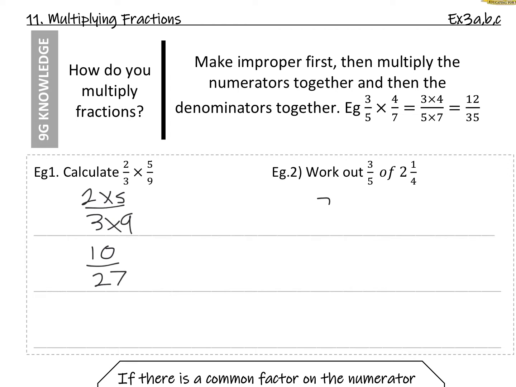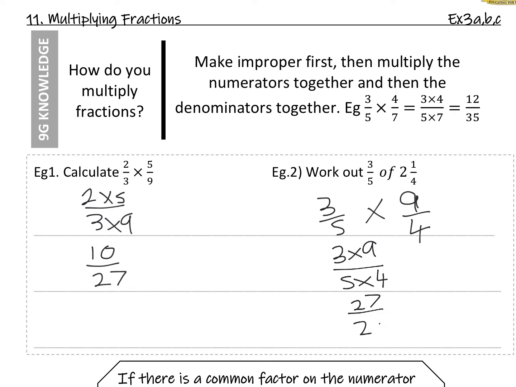Example 2, work out 3/5 of 2 1/4. Now 2 1/4 as an improper fraction: 2 times 4 is 8 plus 1 is 9. So 2 1/4 is the same as 9 quarters. If you have to work out 3/5 of something, the word of in this context means that we would multiply. So we're actually doing 3/5 multiplied by 9 quarters. And then we multiply the numerators, 3 times 9, and the denominators, 4 times 5. And that gives 27 over 20.